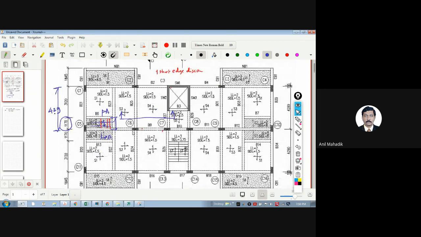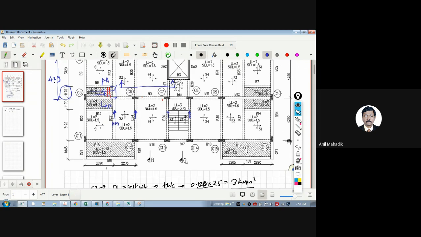Let me draw here itself. I'm drawing a section over here, a loading diagram section. Here you can understand here and this. So this support is what? B23. Yeah, are you getting confused about the lower part?